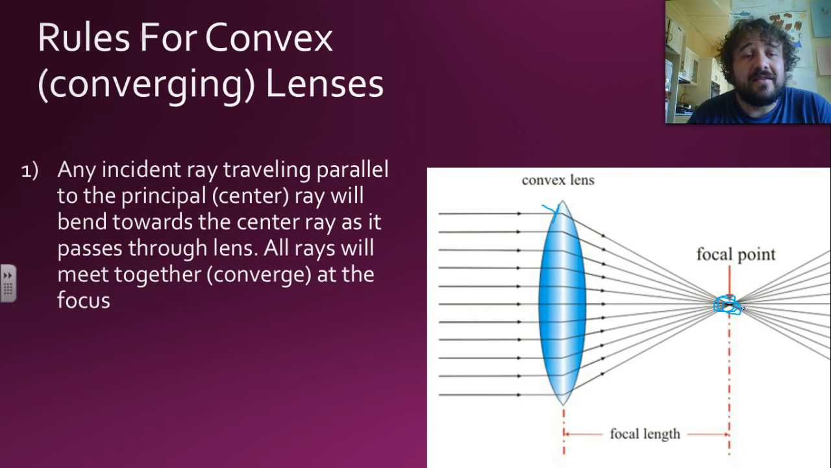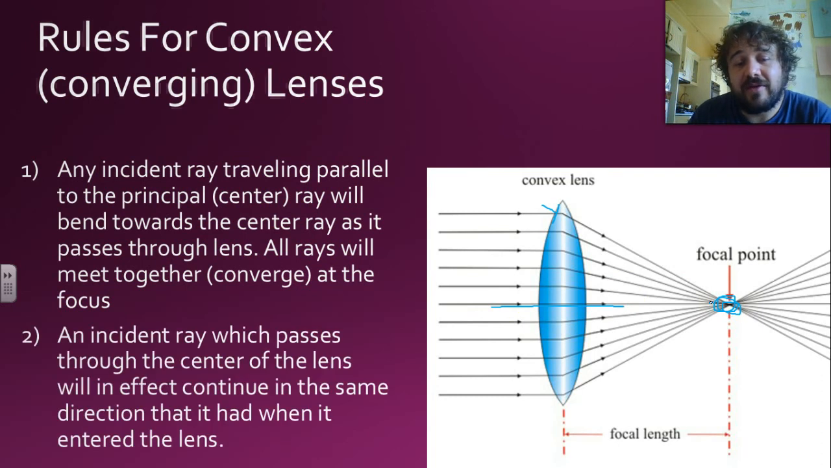Okay, so an incident ray traveling parallel to the center will bend towards the center ray as it passes through a convex lens, and they all converge at the focus. This is the center ray here, by the way, because it's the one that doesn't bend, because it comes in directly along the axis. An incident ray which passes through the center of the lens will go straight ahead. So eventually they will all meet at the one point.